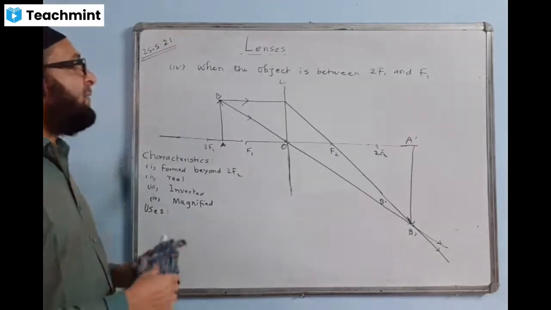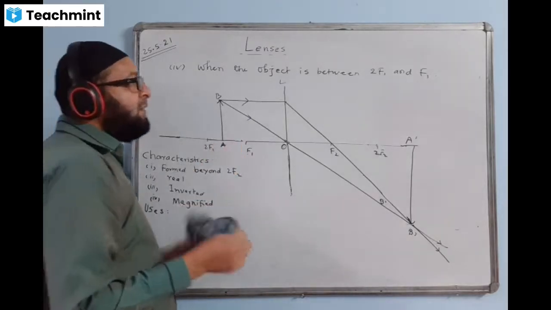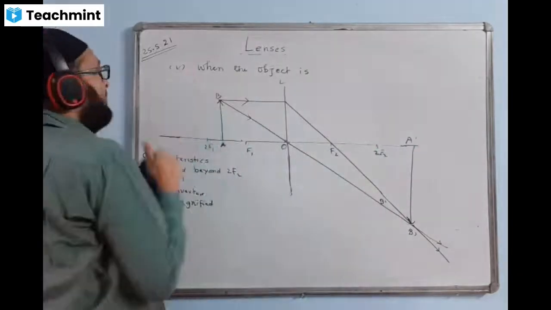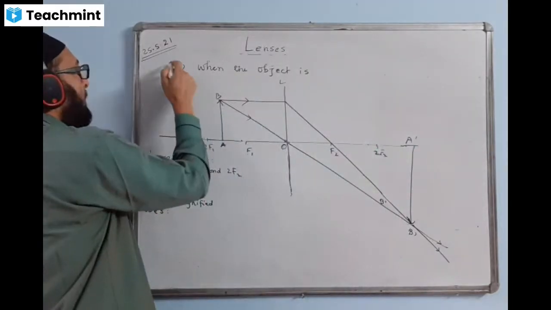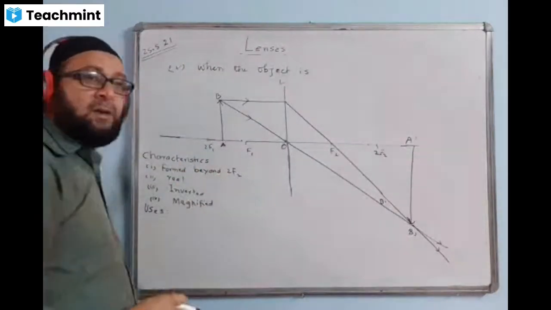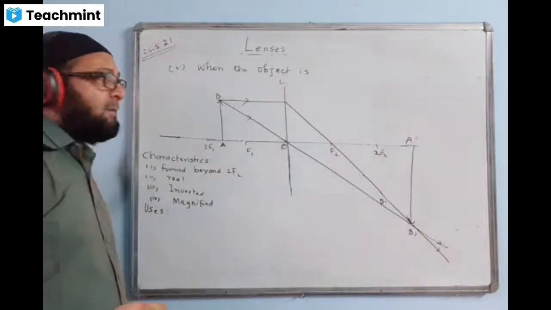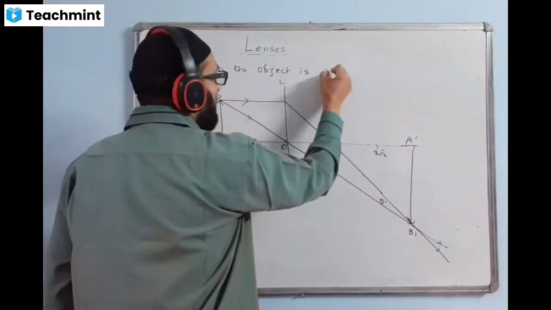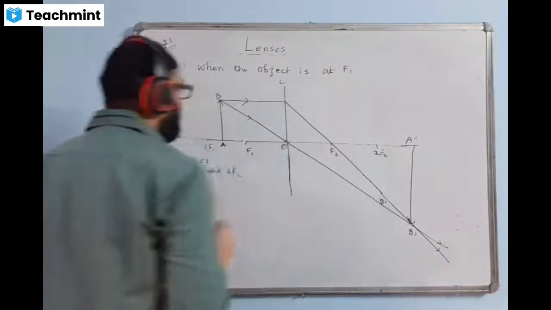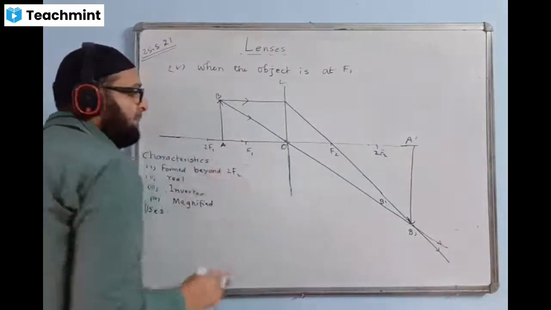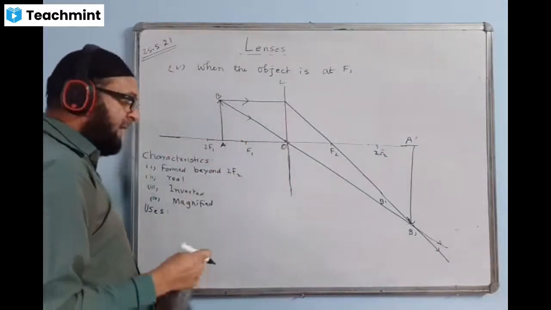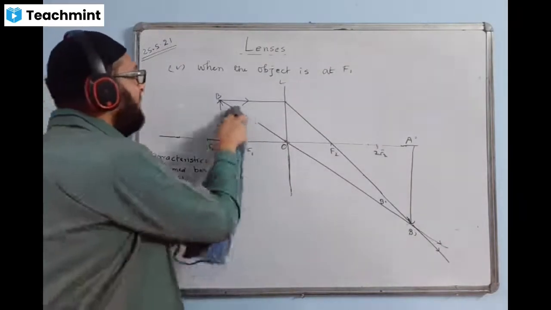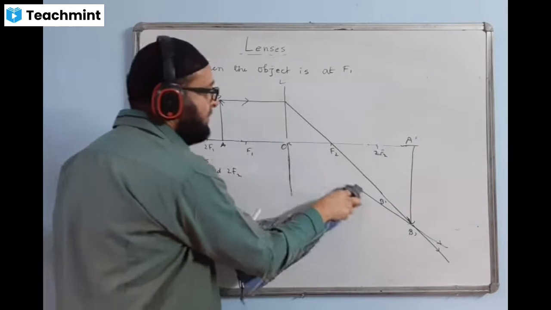Now let us take the case of when the object is at F1. Case number 5. So many times I said, when the object is at F1, try this one now. Same way, the rule does not change. The same way you have to do.